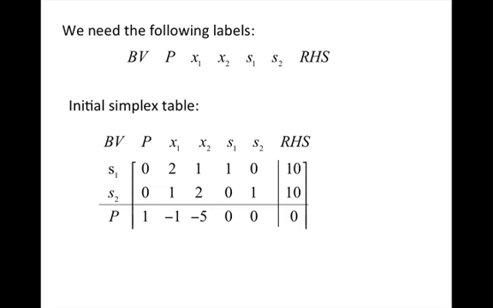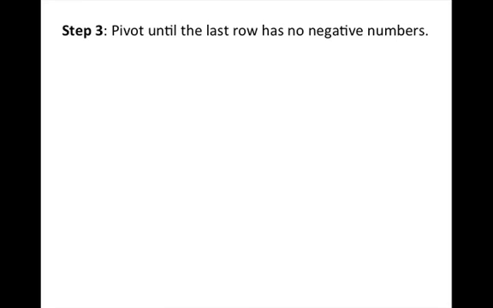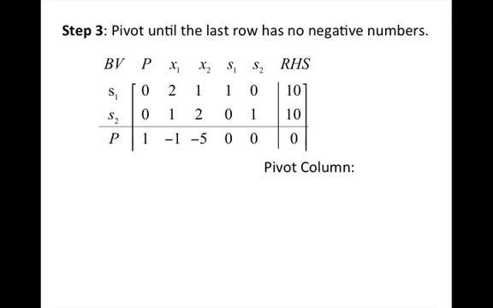So now that I have my initial table, I want to begin pivoting. I find my first pivot element and then complete that pivot operation. So first, to find the pivot element, we're going to first find the pivot column. Well, for our pivot column, I look at the negative 1 and the negative 5. The negative 5 is the smallest, so the x sub 2 is going to be my pivot column.